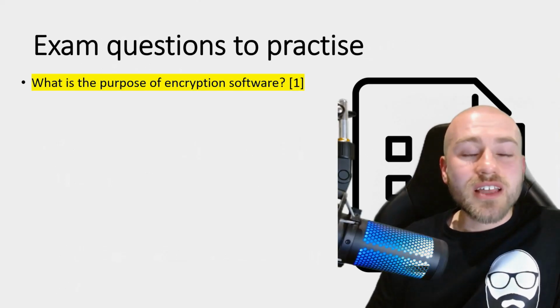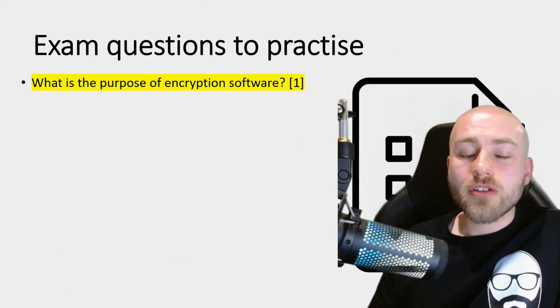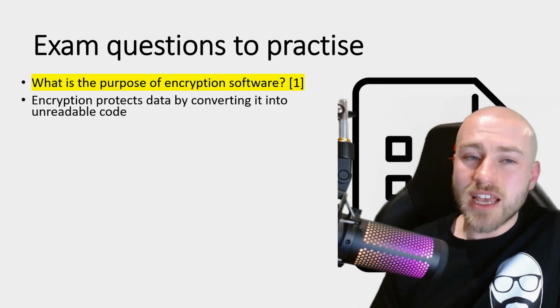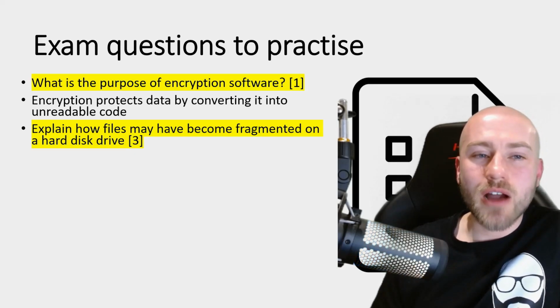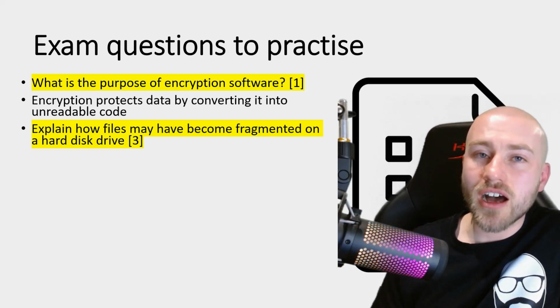Okay, let's go through the answers then. So question one, what is the purpose of encryption software? So encryption protects data by converting it into unreadable code. Question number two, explain how files may have become fragmented on a hard disk drive.